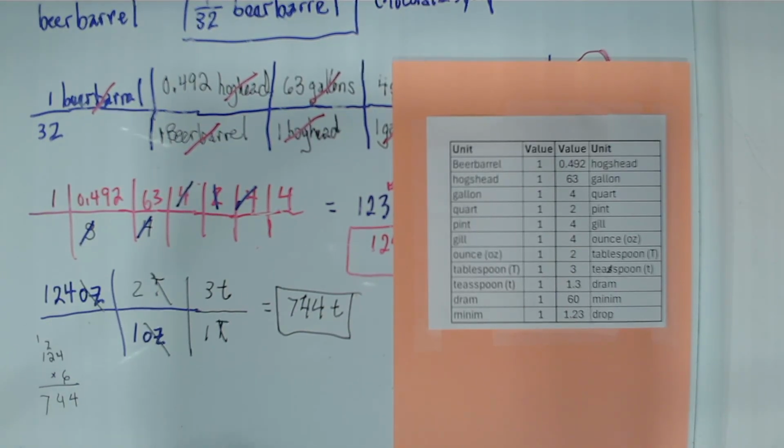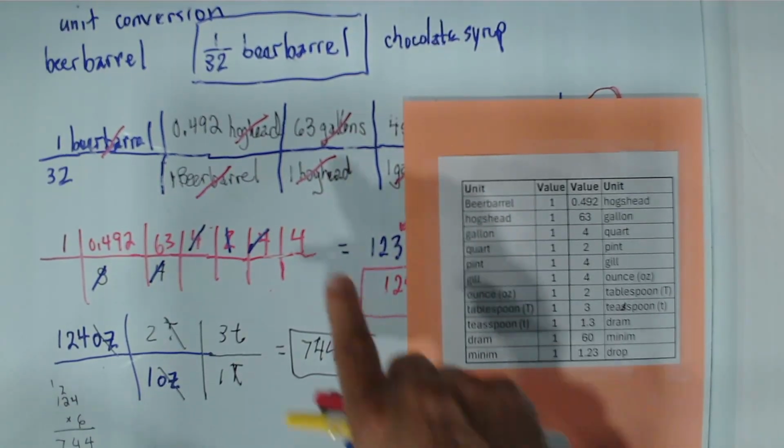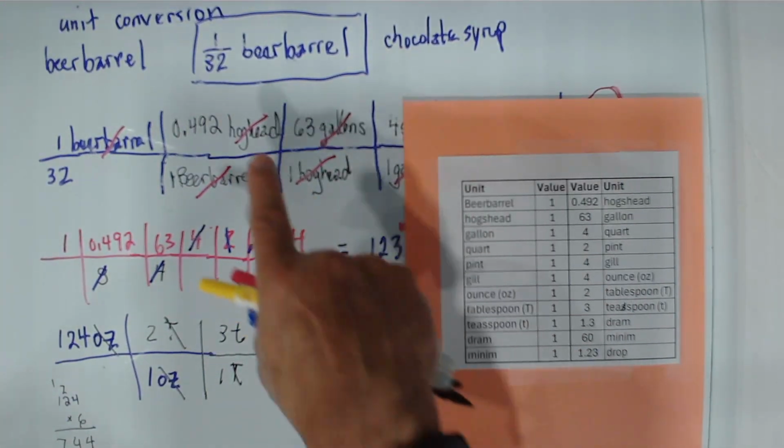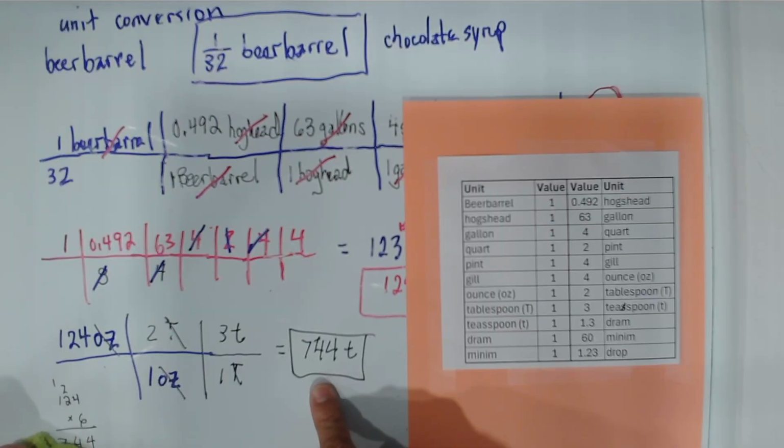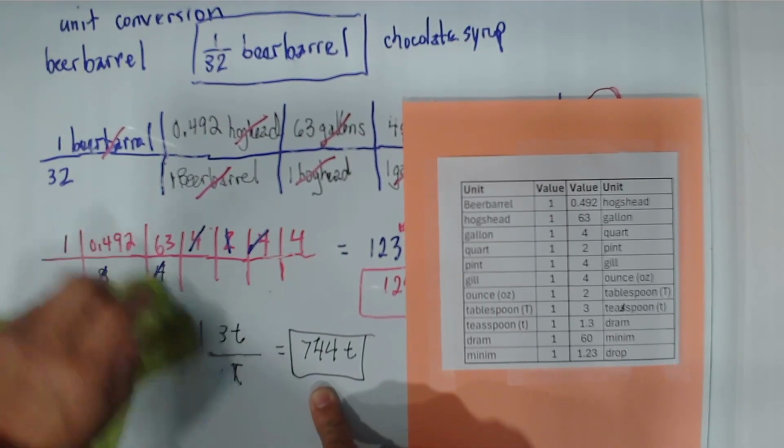But let's say you had somebody that wanted to go even further, and they wanted to figure out, well, if I only gave them drops, how many drops of chocolate syrup would 1/32 of a beer barrel give me? If I had 1/32 of a beer barrel, how many drops would I end up getting? Okay, let's find out. We have 744 teaspoons. Let's see what we end up with.